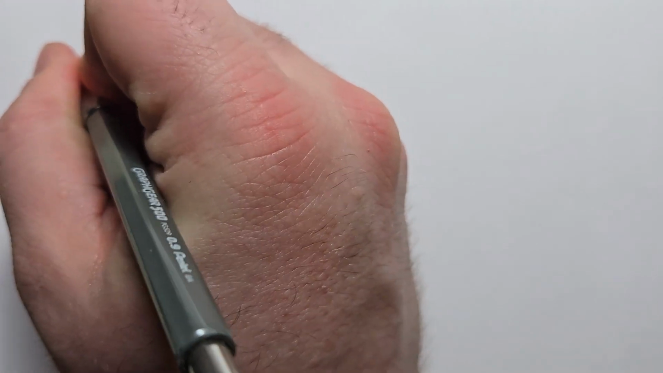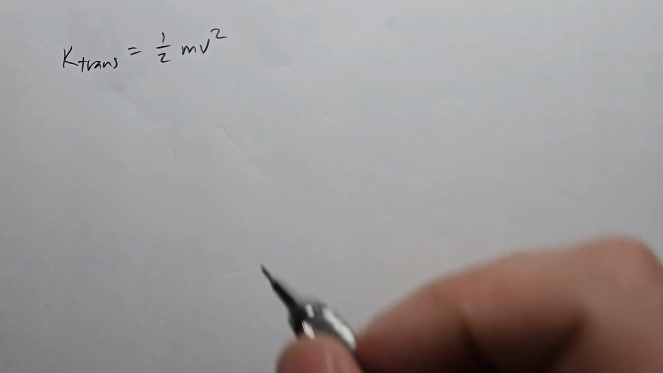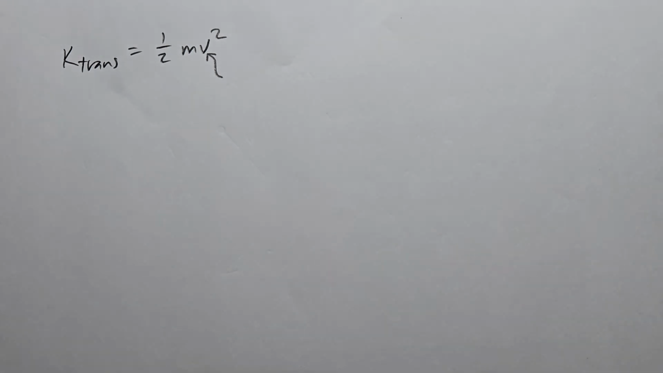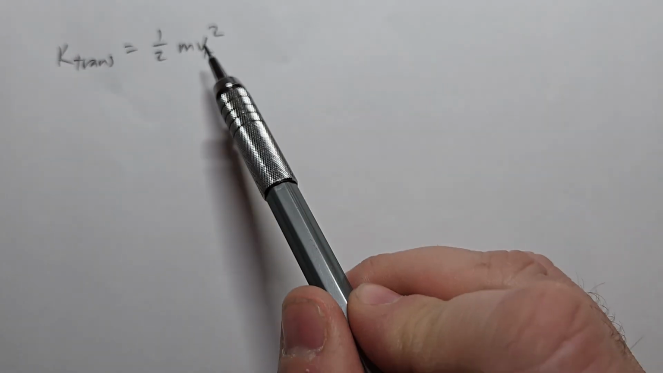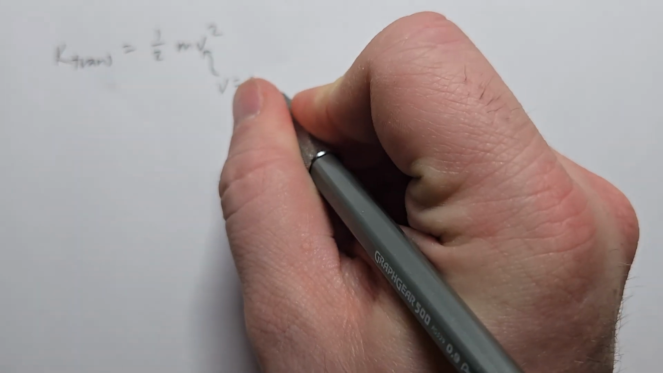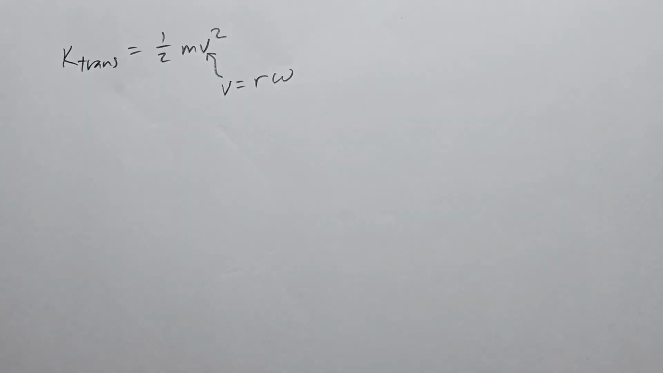We know that our translational or linear kinetic energy is equal to 1/2 mv squared. But we also know that if we want to interpret this as a rotating system, the linear speed is tangent to the circle, and that tangential speed is equal to r times omega.